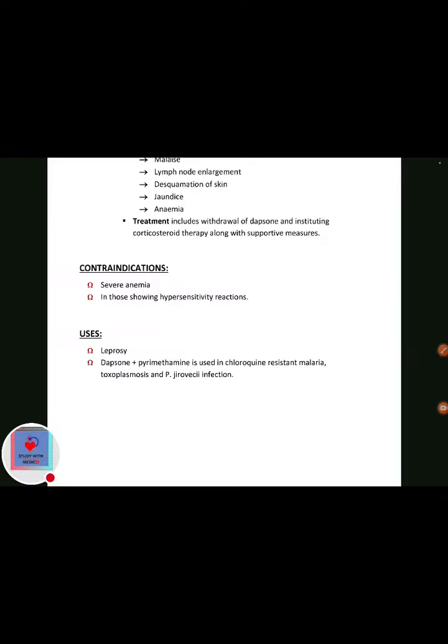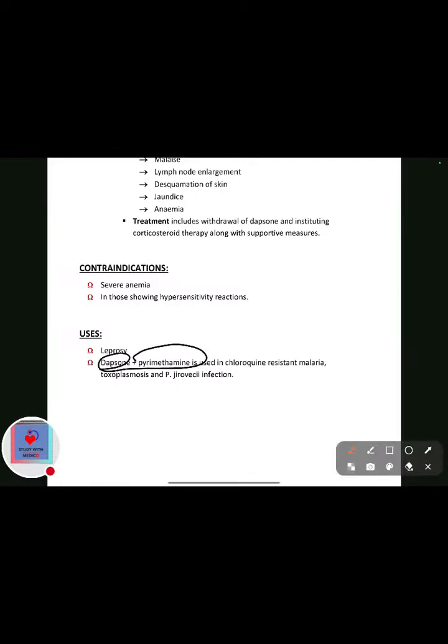It is used in leprosy. It is also used in combination with pyrimethamine in chloroquine resistant malaria, toxoplasmosis, and Plasmodium vivax infection.